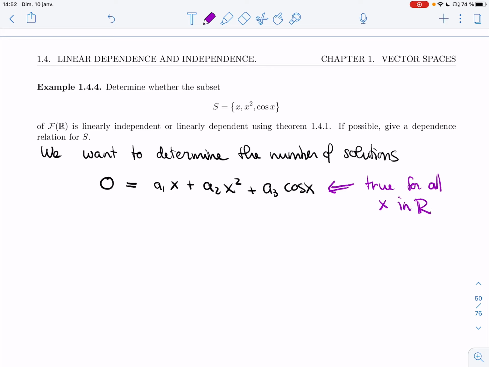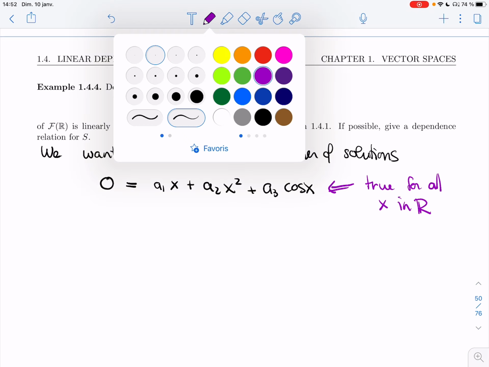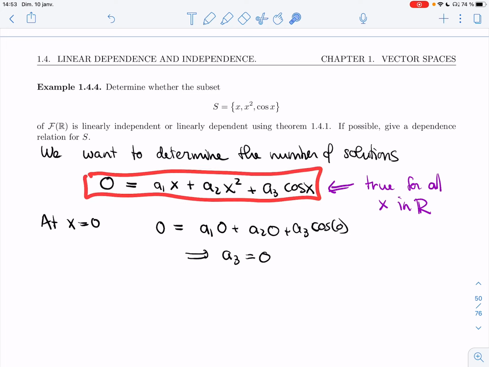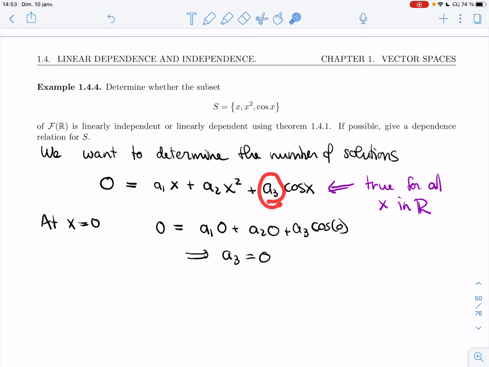So I need to find values a1, a2, a3 for which this is true, whatever value of x I plug in. So let's try different values of x and see what we get. This equation needs to be true at x equals 0. So at x equals 0, I get 0 equals a1 times 0 plus a2 times 0 plus a3 times cos of 0. Cos of 0 is 1, so I end up with a3 equals 0. For this equation to be true for all x, I need it to be true at x equals 0, and so I need this coefficient to be 0.